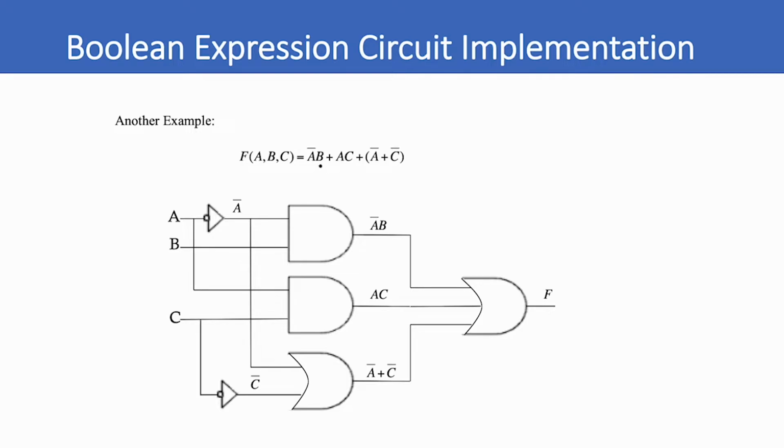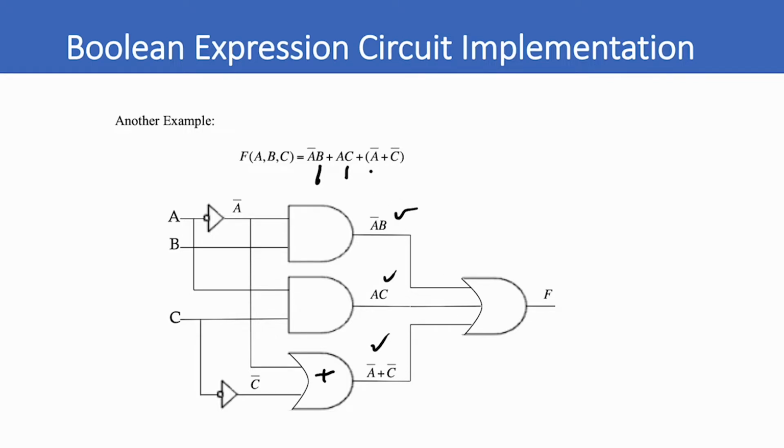Well, the first gate, this first one right here, we take the not, or the inversion, of A, times B. So that's what this is right here, so we get A bar times B. The second term is AC, so we have A times C, and that's the second term right here. And the third term is A bar plus C bar. Well, we've got A bar right here. This is an OR gate, and then we take the C, invert it, and we get C bar. So this term right here is equal to A bar plus C bar.